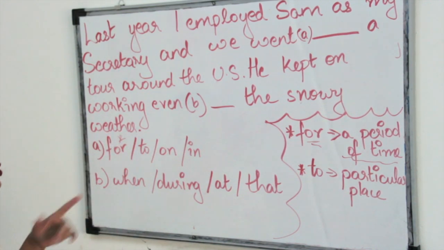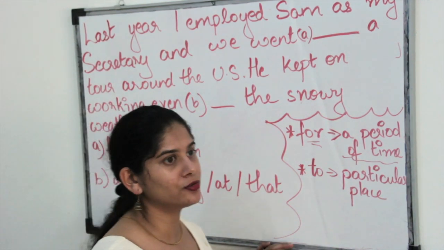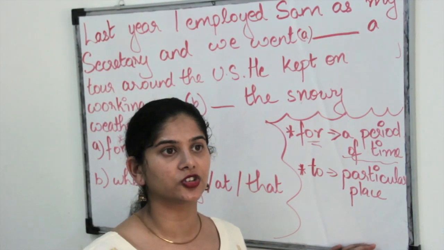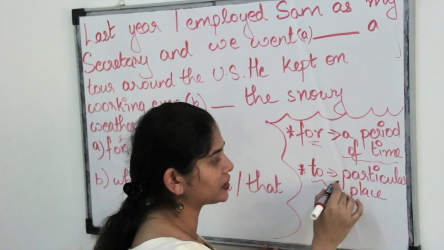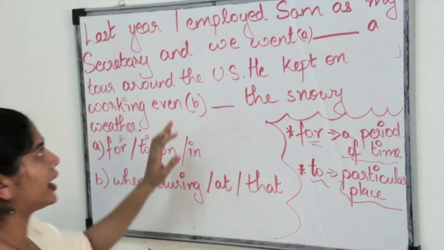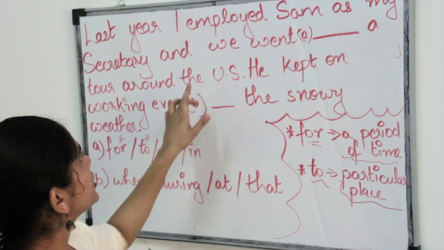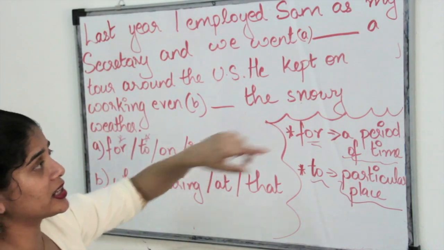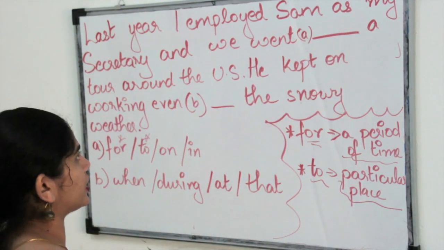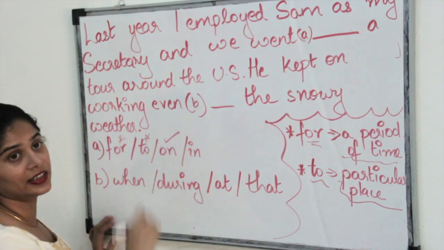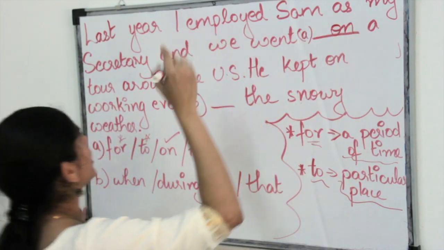Now we went to a tour. No, that can also never be, because to is again we went to the market, we went to the church, we went to the temple. So to is basically we use for a particular place we are mentioning. If it was we went to the US, it is correct, but there's something else the person has written, a tour around the US. So to is also wrong answer. Now we went on, yes, that is the correct answer. We went on a tour around the US.